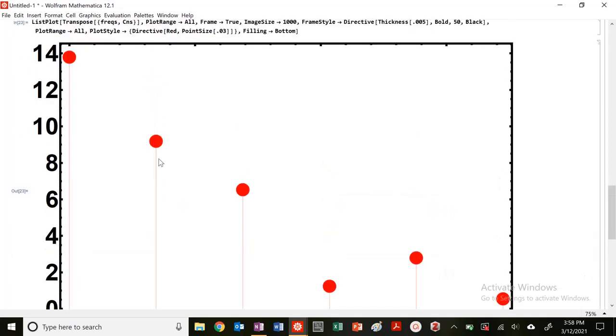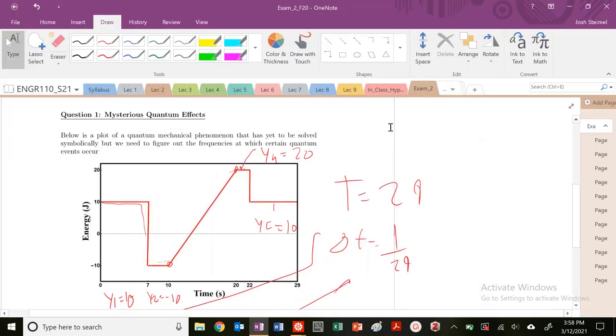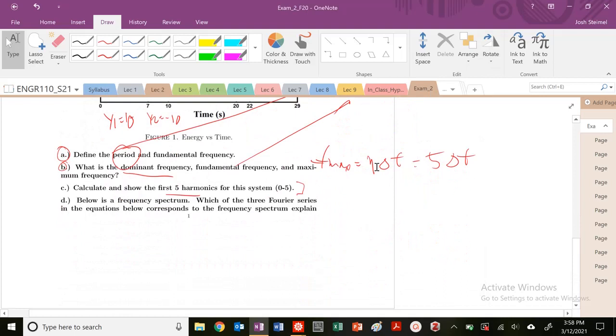So our dominant frequency technically would be the 0th order harmonic, but really it's the first fundamental because that's the only one we really care about. 0th order frequency is not really an interesting one to calculate. So we've calculated the harmonics. We've looked at the dominant frequencies, fundamental frequencies. Now all we have to do is look at this frequency spectrum below and figure out which of the three Fourier series corresponds to the frequency spectrum.